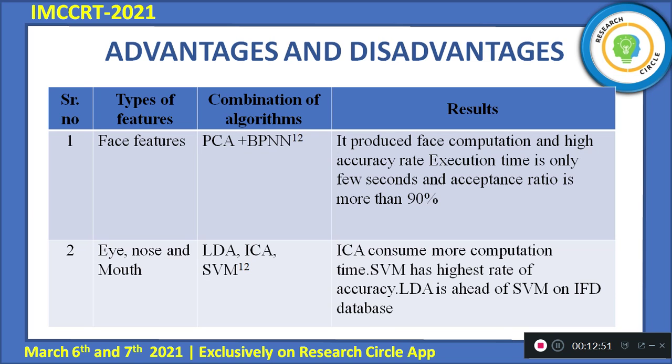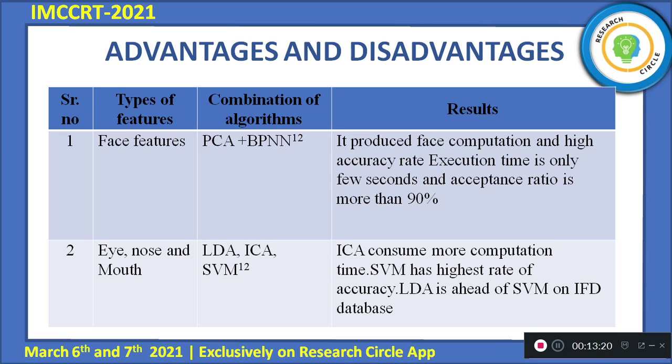Advantages and disadvantages. These are tables. Phase features: PCA plus BPNN. It produces a fast computation and high accuracy rate. Execution time is only a few seconds and acceptance ratio is more than 90%. Type of features: eyes, nose and mouth.